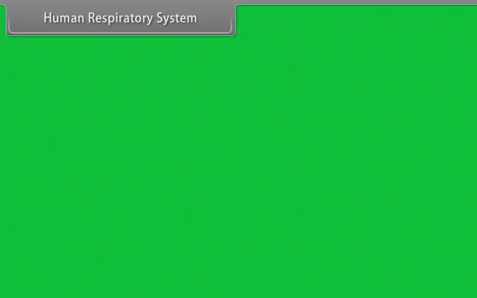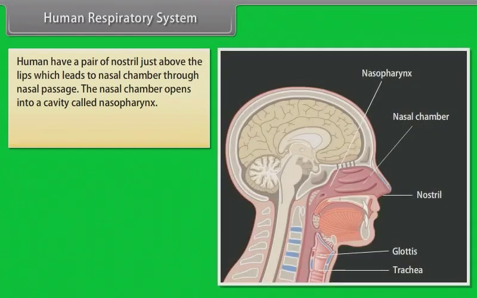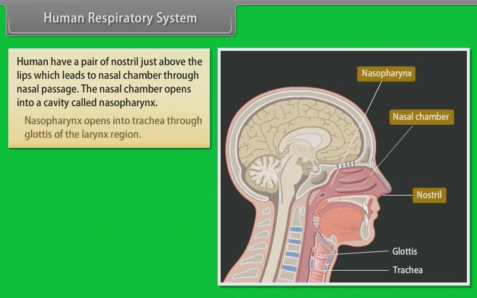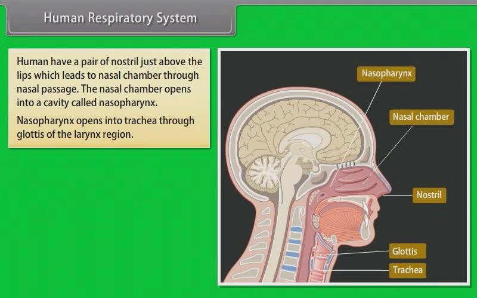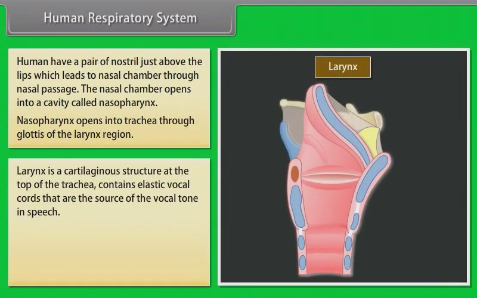Human respiratory system. Humans have a pair of nostrils just above the lips, which leads to nasal chamber through nasal passage. The nasal chamber opens into a cavity called nasopharynx. Nasopharynx opens into trachea through glottis of the larynx region. Larynx is a cartilaginous structure at the top of the trachea, contains elastic vocal cords that are the source of the vocal tone in speech.